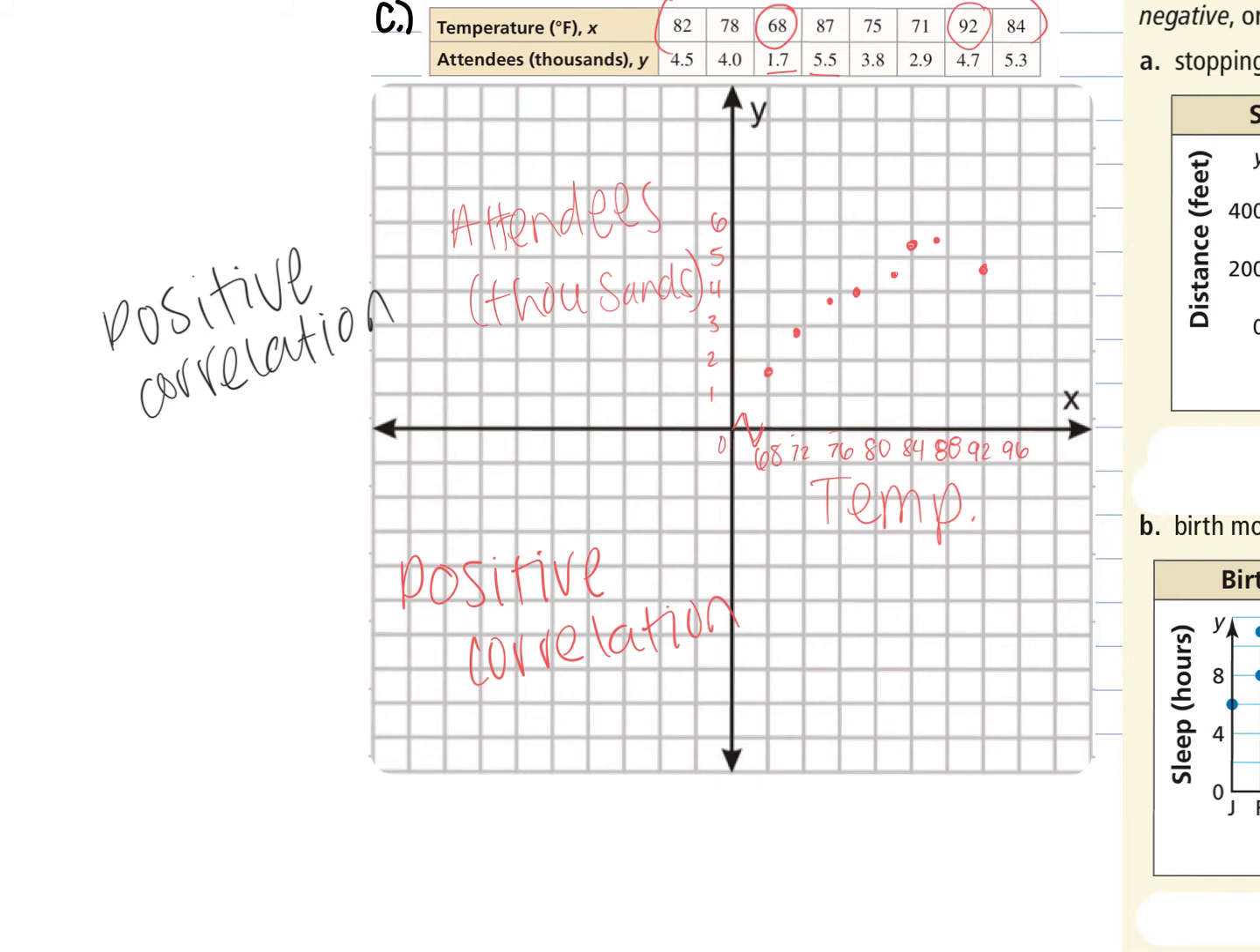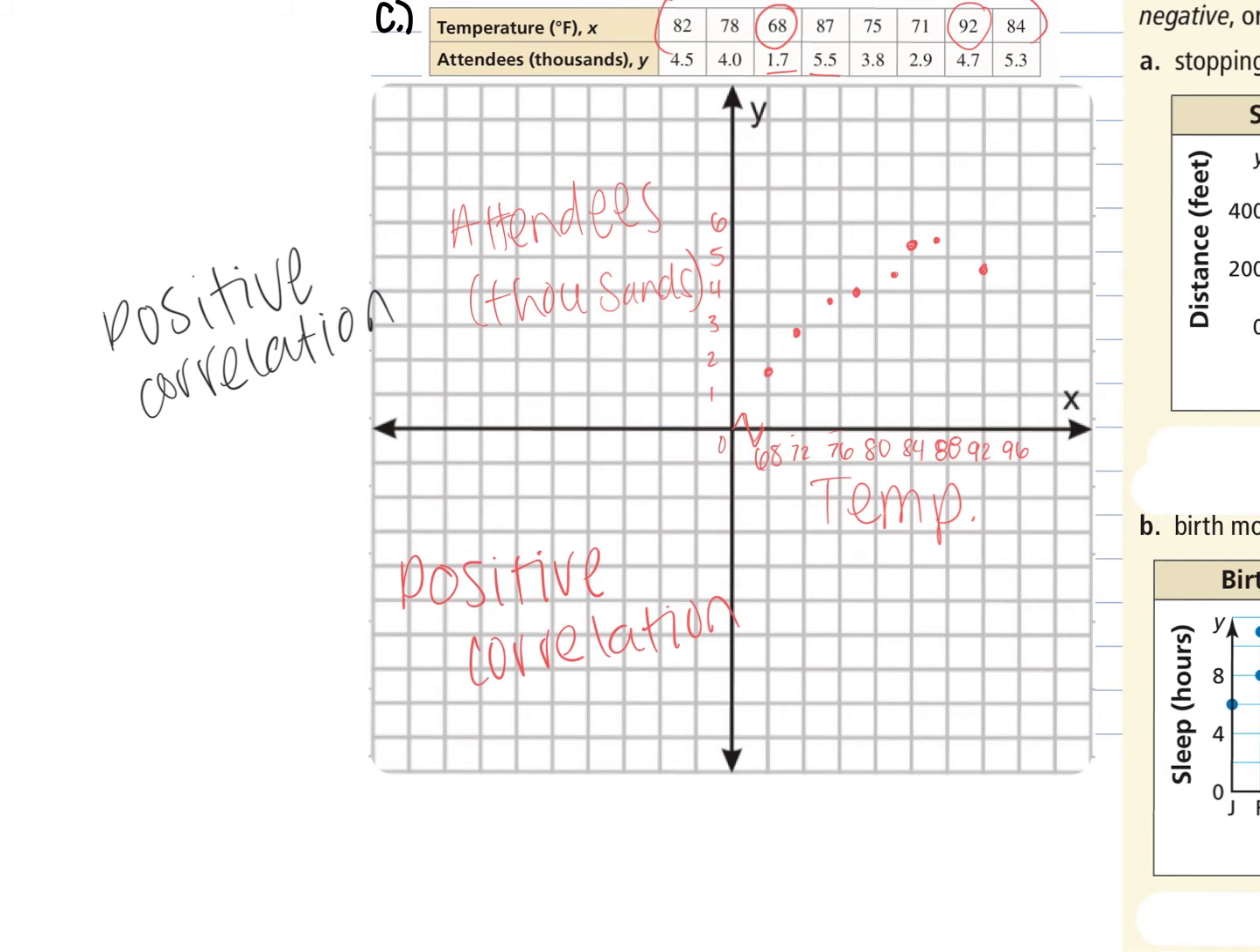Well, an ice rink, if it's too hot, people aren't going to go there. So that would have a negative correlation, right? Because wouldn't the ice melt if it was too hot? Unless it's an indoor one. Yeah. More people go on vacation when it's warm outside. That's a good one. Okay, what else?